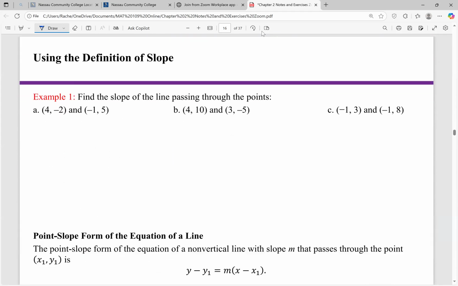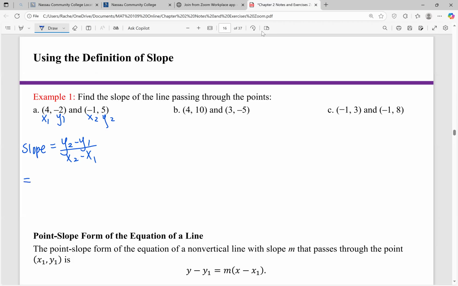So let's practice using the definition of slope in terms of the formula when we have 2 points. Example 1 says, find the slope of the line that passes through the following points. For A, we have the points 4, -2, and -1, 5. We could designate the first point x1, y1, the second point x2, y2, and use our formula for slope. So it's going to be y2 minus y1 over x2 minus x1.